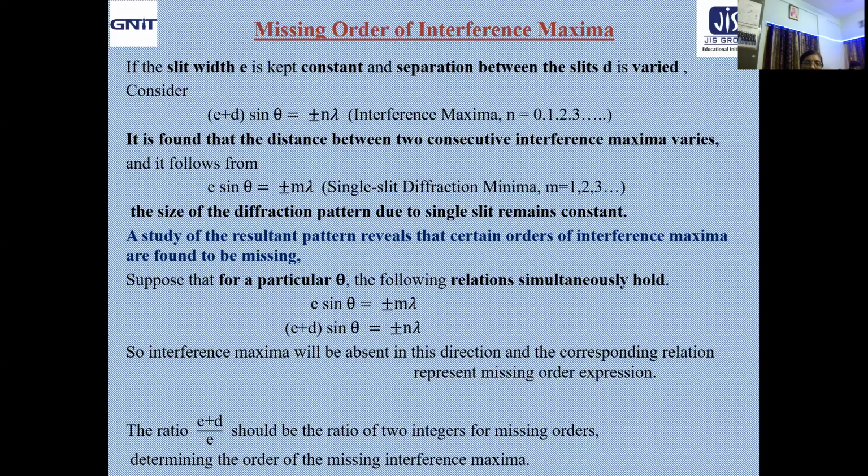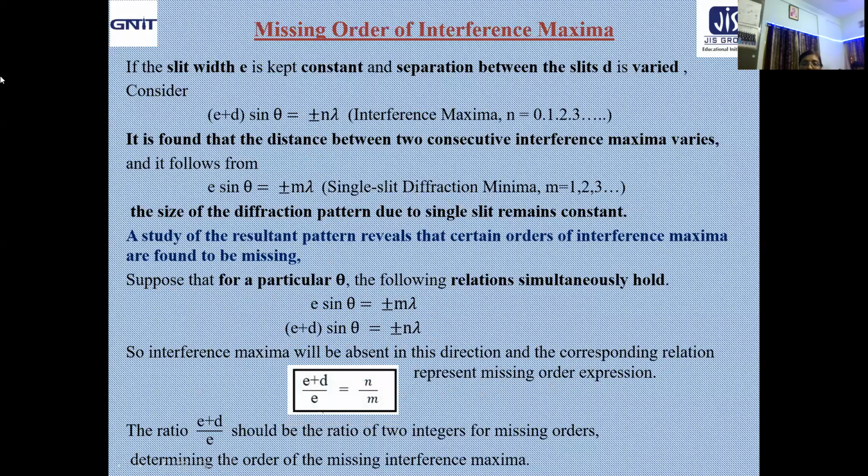Now, how to get that? Let us suppose that for a particular angle theta, both the relations are simultaneously satisfied. That means E sine theta equal to plus minus n lambda and E plus D sine theta equal to plus minus n lambda. This is interference maximum and this is diffraction minimum. That means interference maxima will be absent in this direction and the corresponding relation represents the missing order expression.